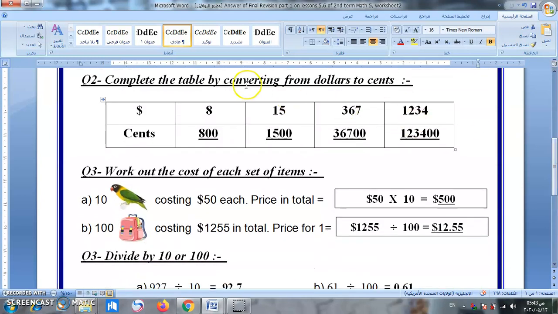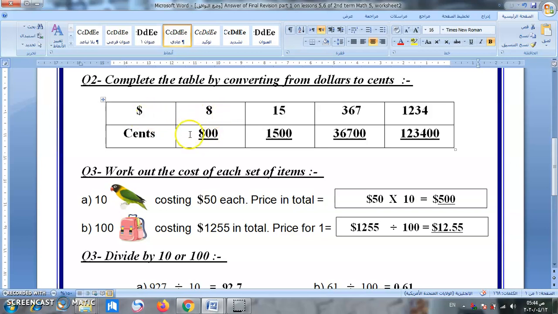Complete the table by converting from dollars to cents. أكمل الجدول بالتحويل من الدولار إلى السنت. We know that $1 equals 100 cents. الدولار الواحد يا شباب بيساوي 100 سنت. So when we change from dollars to cents, we multiply by 100, بنضرب يا شباب.